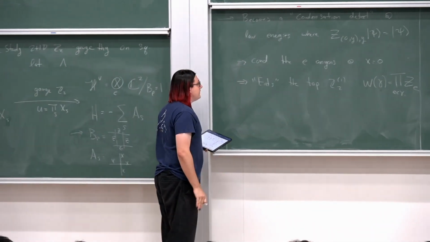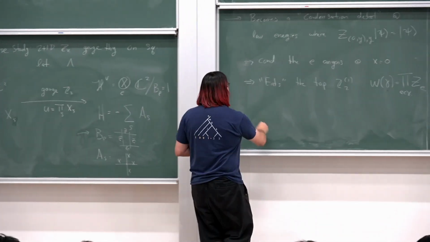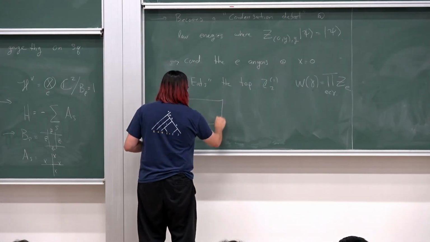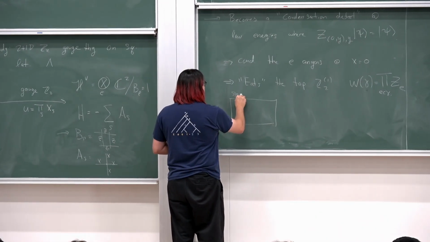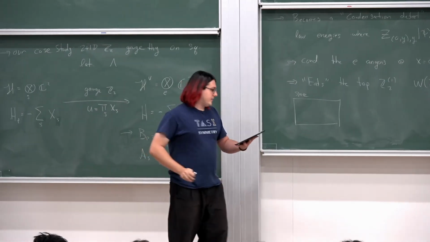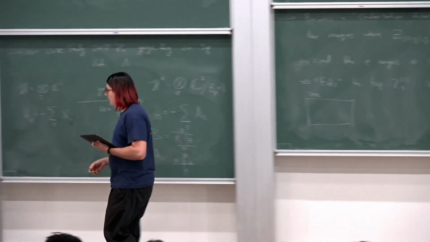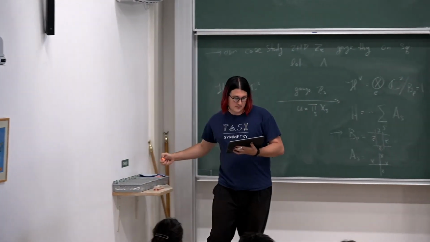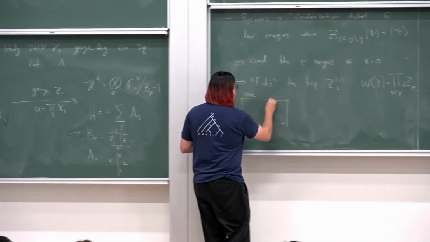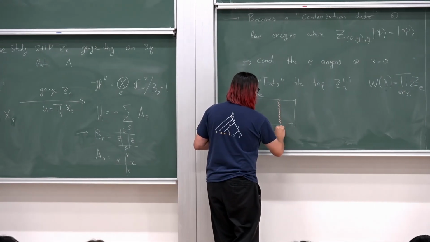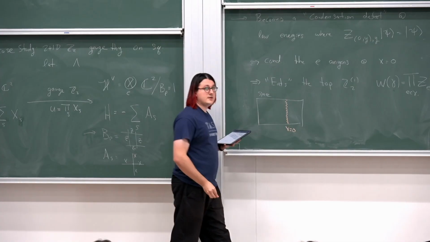Okay, so what do I mean by it eats the Z2 one-form symmetry operator? Here's a picture of space, and my square lattice is going to be on this space. Suppose I've inserted my defect right here along this line. This is my x equals 0 line where my defect is inserted.